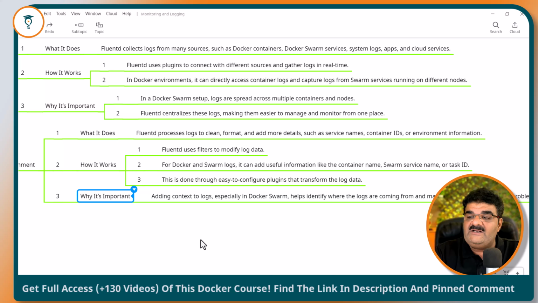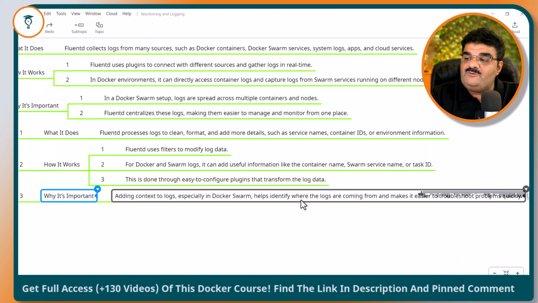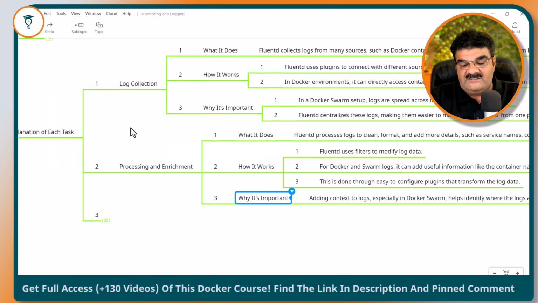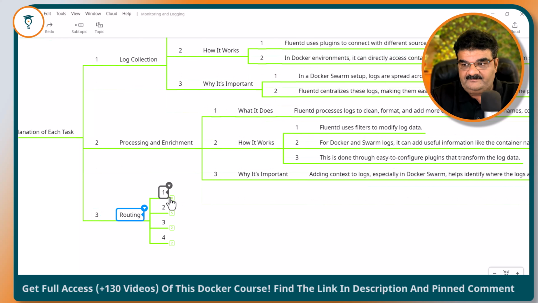Why is it important? Adding context to logs, especially in Docker Swarm, helps you identify where the logs are coming from and makes it easier to troubleshoot problems quickly. So this is the first task, then the second task, and the third task, which is routing.